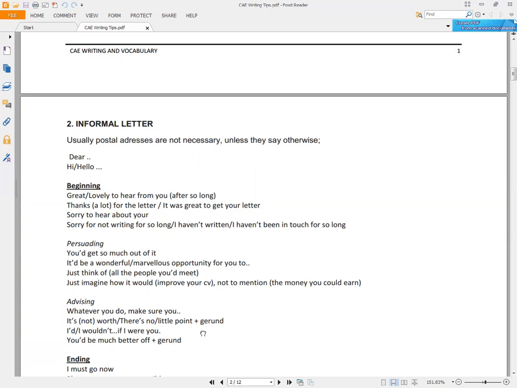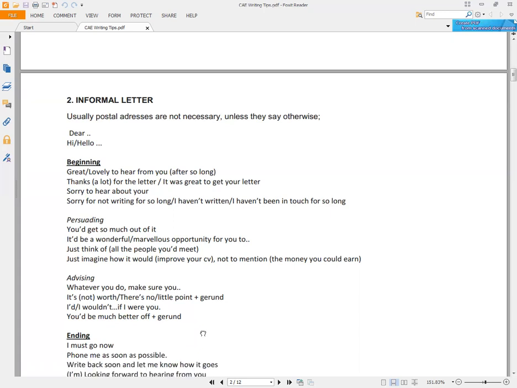Ways to persuade the one you are sending an informal letter to: You'd get so much out of it. And notice here the contraction: 'd is an abbreviation for would, because it's followed by a full infinitive. It would be a wonderful, marvelous opportunity for you. Just imagine how it would, for example, improve your CV, not to mention the money you could earn.